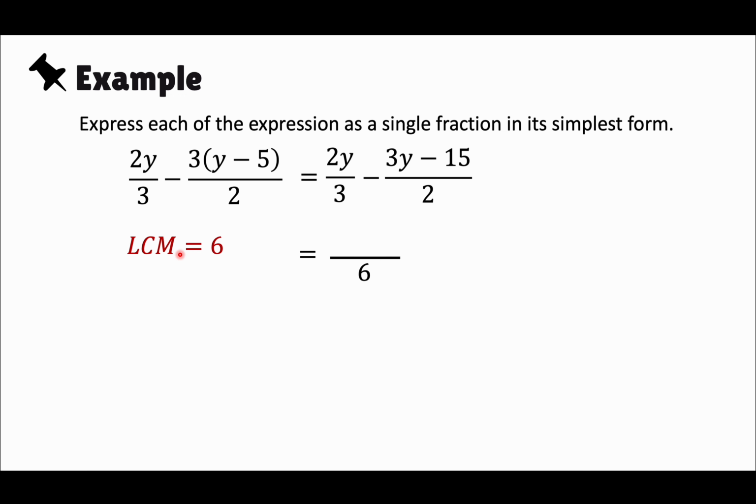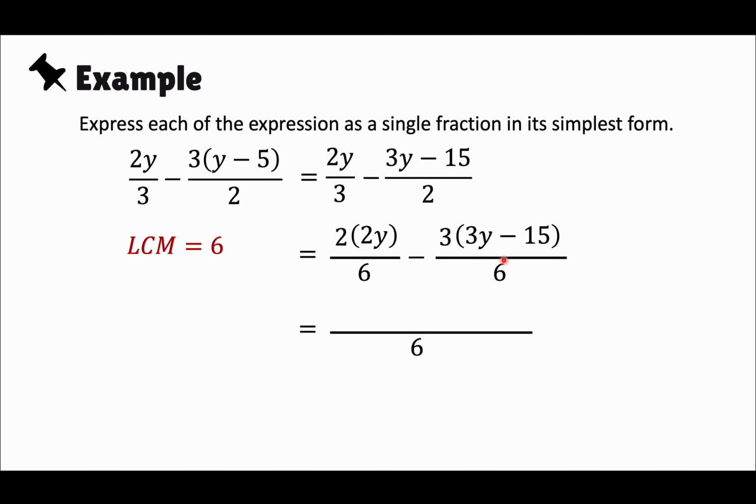So over 6, and 6 divided by 3, that's 2, times 2y, you have 2 times 2y all over 6. For the other fraction, that's minus, again, the LCM is 6, so over 6. 6 divided by 2, that's 3, times the numerator, 3y minus 15. Okay, since they have the same denominator now, we can write them as one whole fraction.